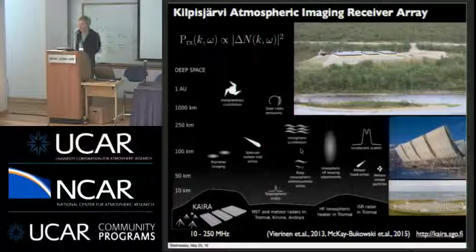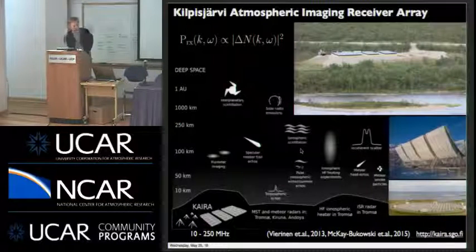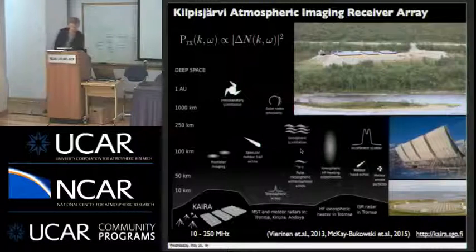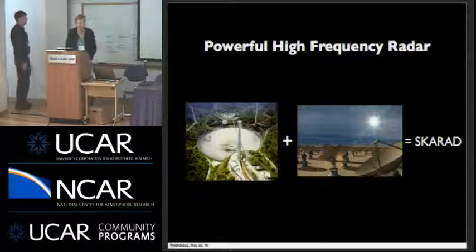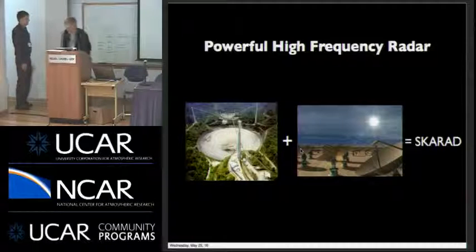And boy, if we had a powerful frequency agile radiator and maybe three of these receivers with a lot more collecting area, what could we do? That's it. Oh, there's one more slide. We could also up the frequency and have a high frequency radiator and connect it with SKA, and we could call it SCARAT.